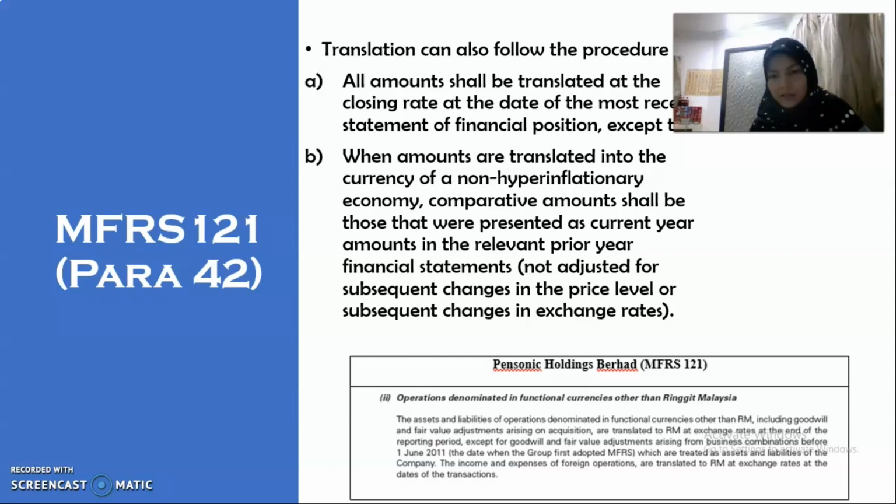So here is the example of Panasonic Holdings Berhad that uses MFRS 121. It has been stated in their annual report according to paragraph 42. Because this additional information is not in MPERS, there is no information regarding this in Ramback Simulation. So for this one, only Panasonic Holdings Berhad has this information.